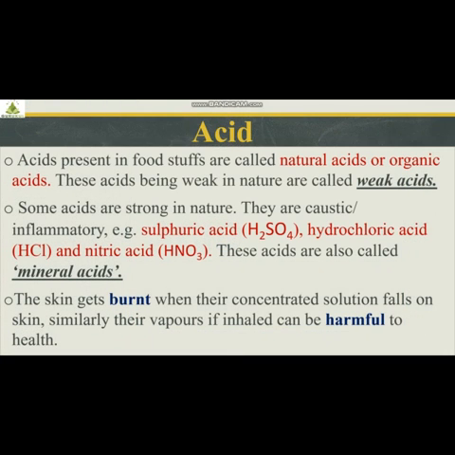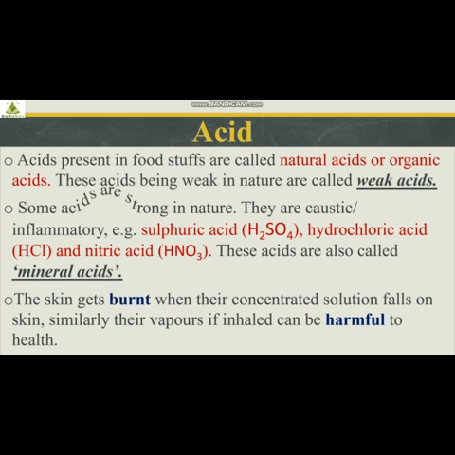Students, acids present in foodstuffs are called natural acids or organic acids. These acids, being weak in nature, are called weak acids. Organic because they are always derived from living matter, right?